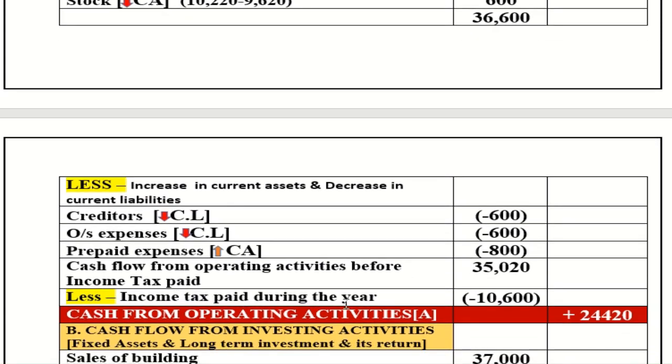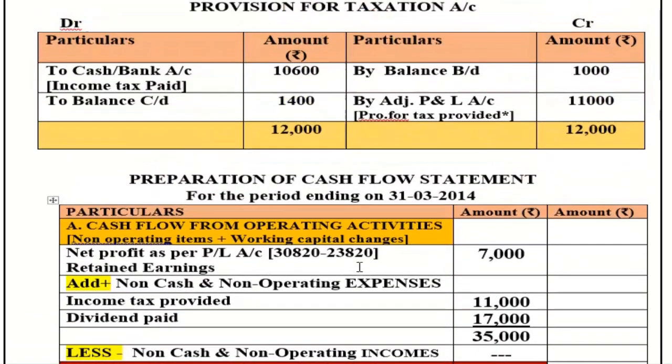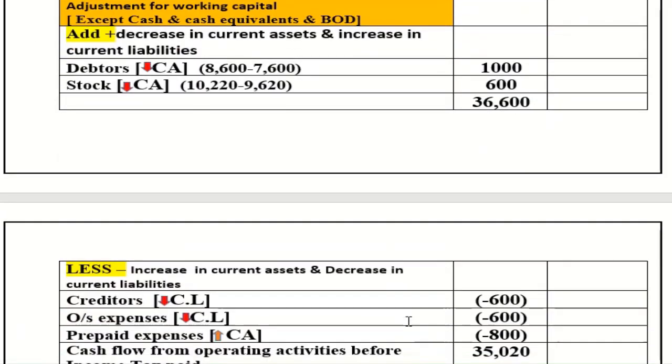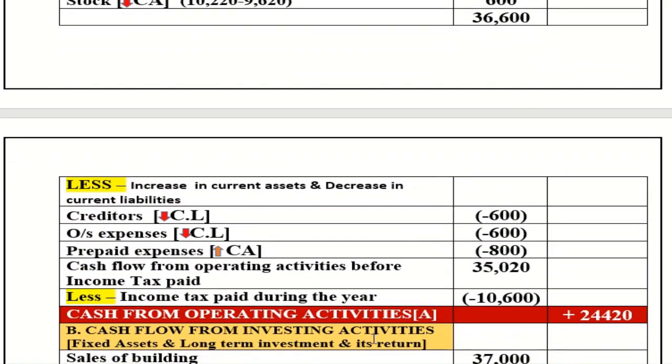Then less income tax paid during the year, that is 10,600. See, this is the value. You have to deduct this 10,600, though this value you had to add earlier. Okay, then you have deducted 10,600, and you will get a positive 24,420. It means 35,020 minus 10,600 will get 24,420. So this will be considered as cash flow from operating activities.